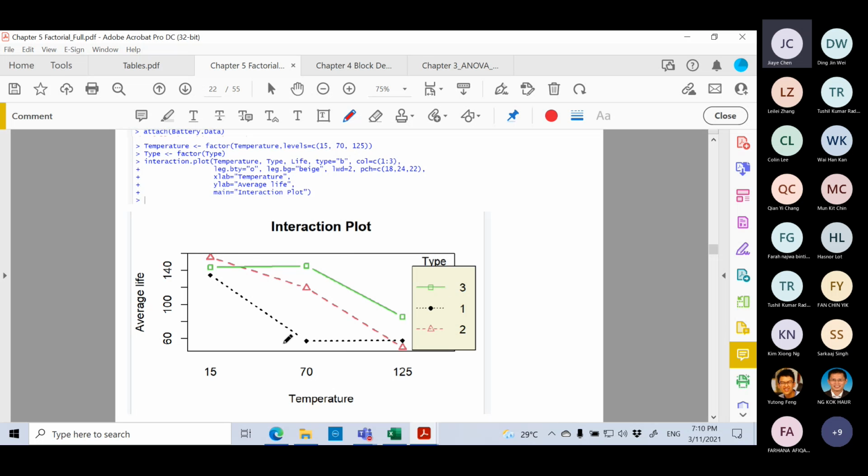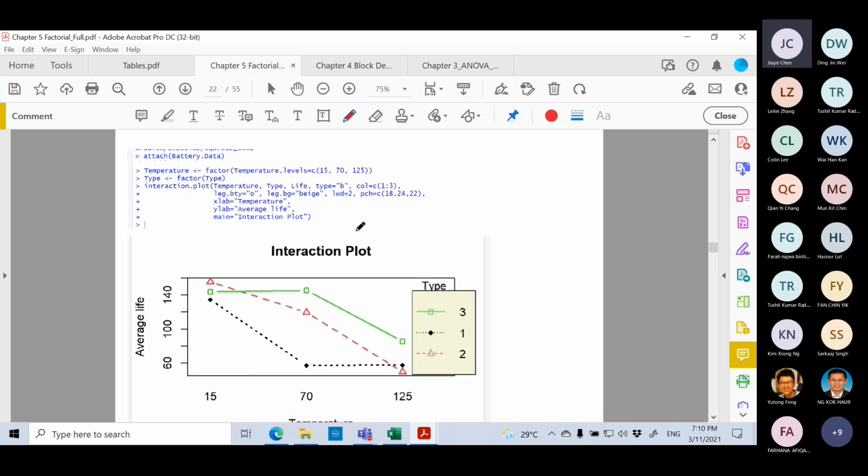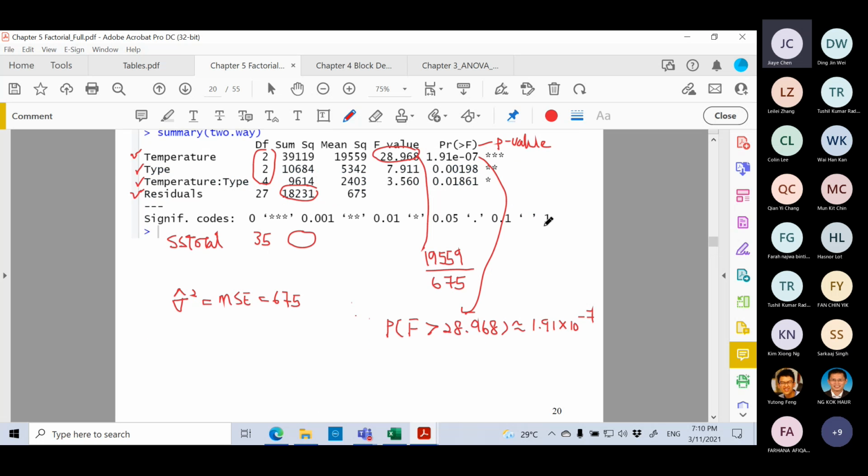Okay. So if you observe that when the interaction is significant, what I say the interaction is significant means this one is what I call an interaction effect here, between the temperature and the type. When the interaction is significant, then we cannot analyze or give the conclusion on the temperature alone or the type alone. We need to take care of the interaction effect here.